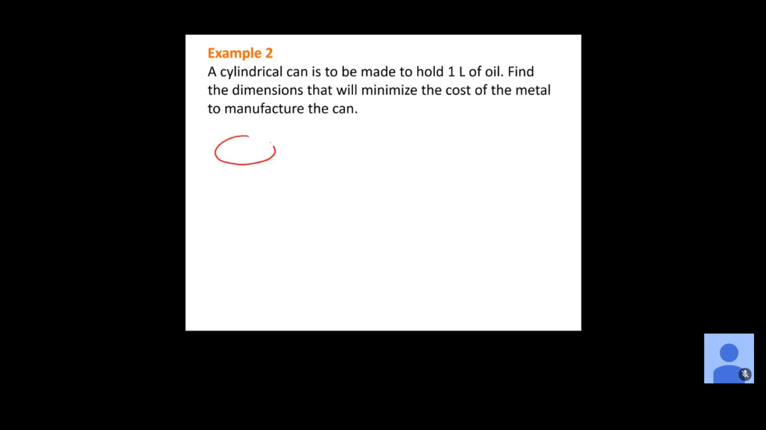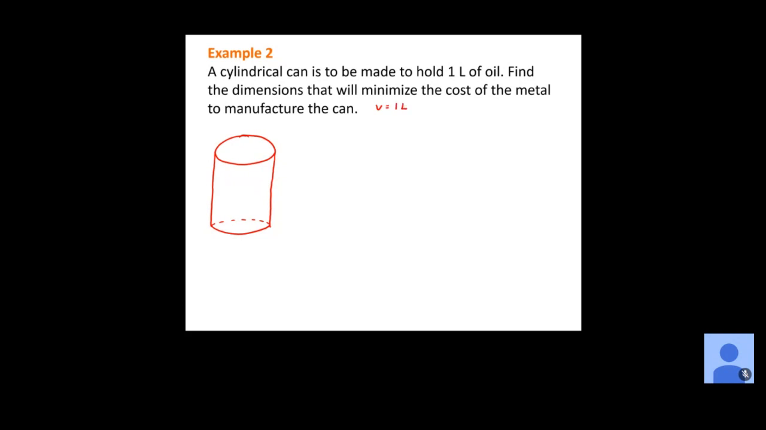There we go. All right, so I'm going to draw my cylinder over here now. And again, we don't know the exact dimensions, right? So any old cylinder will do. Looks something like this. So there's my cylinder. All right, now, what do we know about this cylinder? All right, it needs to hold 1 liter of oil, so the volume needs to be 1 liter, right? So we've got a volume of 1 liter.